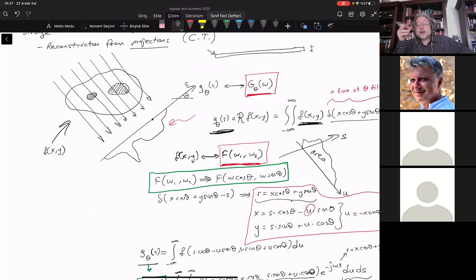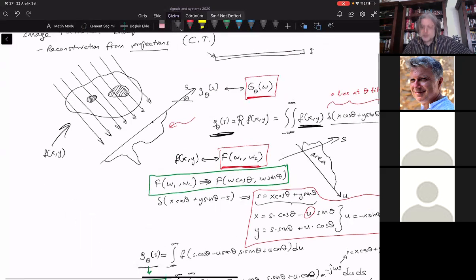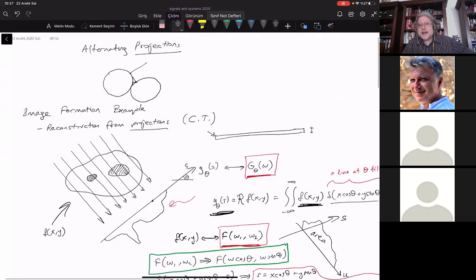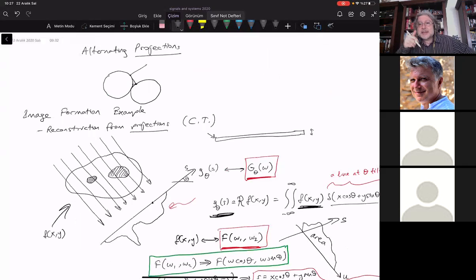Anyway, what we have discovered from the beginning of this course, from here until the last formula, is the analytical way of determining the computed tomography image. But before that, I told you that we are also going to talk about alternating projections, and this is supposed to be also an example of that alternating projections, and that's what we are coming to right now.